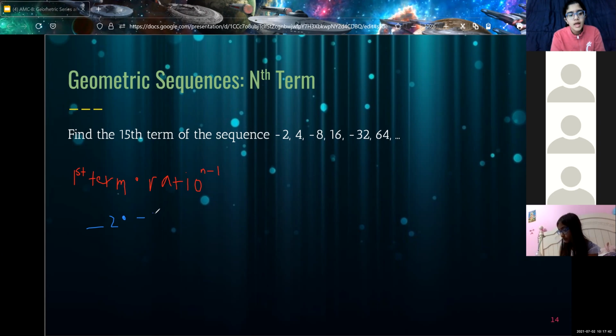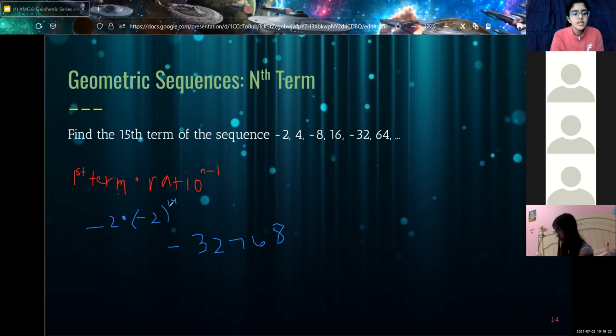So now, what would n minus 1 be? Right, it would be 14. So that would mean that we would do -2 times -2 to the power of 14, which is just -2 to the power of 15, and that's -32768, right? So that means our answer is -32768, right? So I got many people with positive answers.